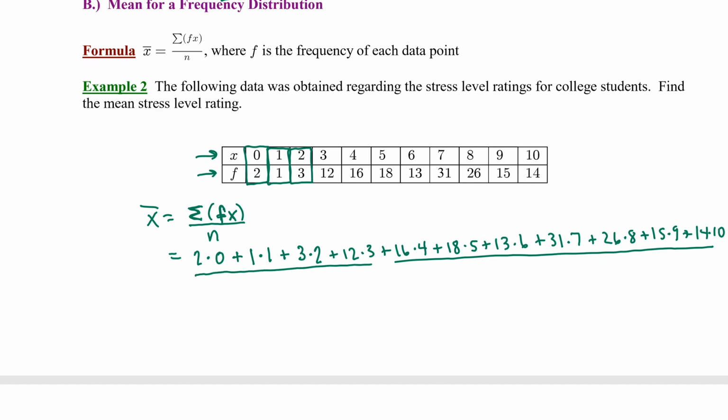Now, as far as total number of data points, we're going to have to add up the frequencies to get that. So right here, we need to make the observation that the sum of the frequencies is how we obtain the total number for the average. So I'm just adding frequencies down here in the denominator.